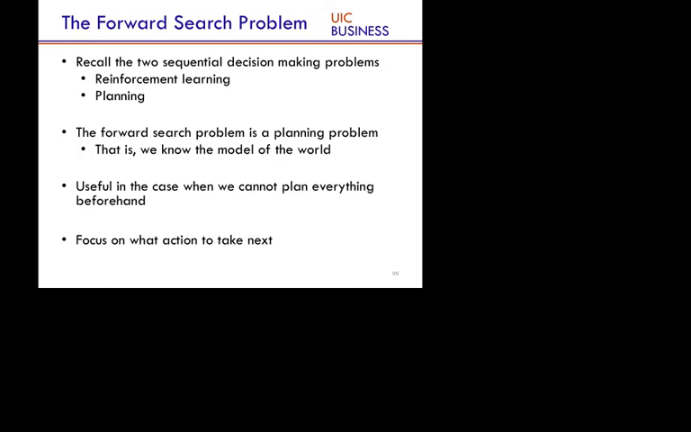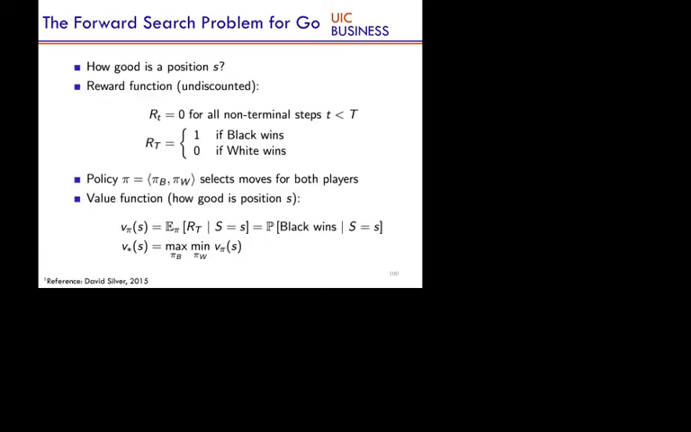Then you just focus on what action you need to take next. In the sense, you just focus on what is the best thing I should do at this point of time, in the current state only. So you're not computing pi, you're just computing A star, which is the best action that you can take at the current state S. So for Go, it just basically is how good is a position S. A position just means the configuration of the board, a bunch of white pawns and a bunch of black pawns.